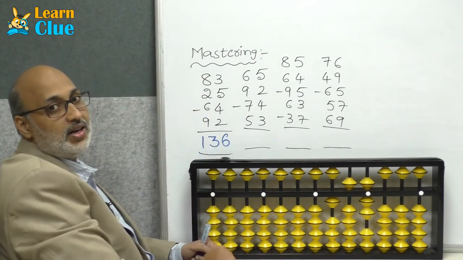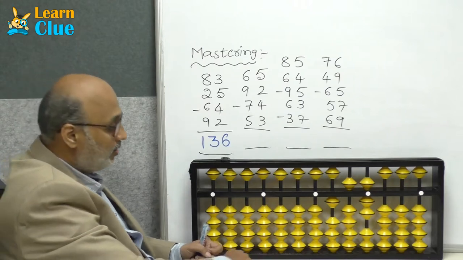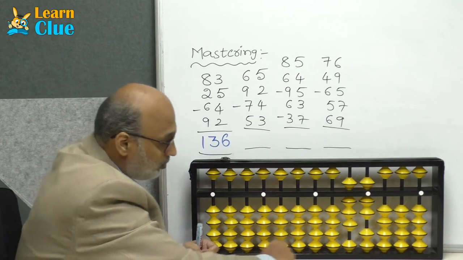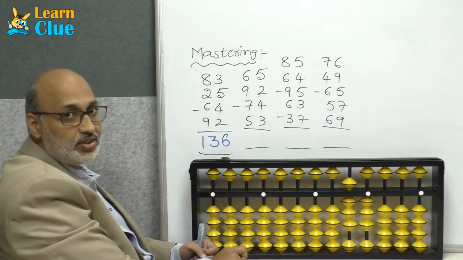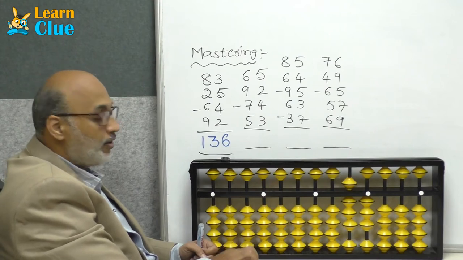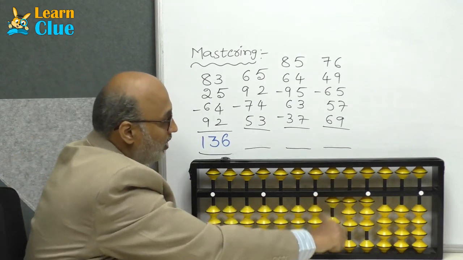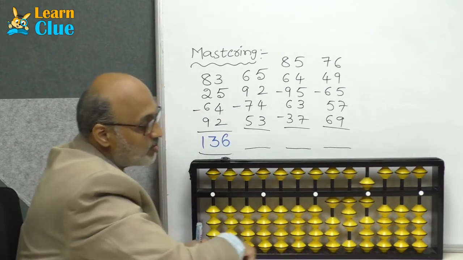Now they are asking minus 74. Minus 70 is nothing but minus 100 plus 30. Right? Minus 4. Minus 4 is nothing but plus 1 minus 5. Isn't it? Now they are asking 53. Plus 50 is nothing but minus 50 plus 100 plus 3 is nothing but plus 5 minus 2.